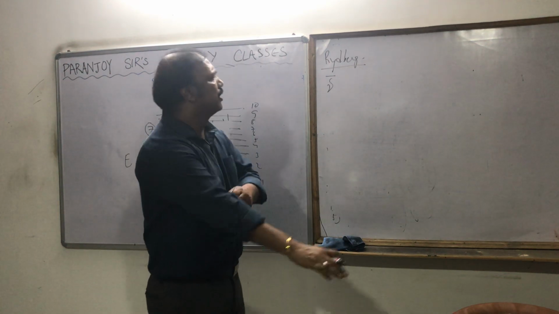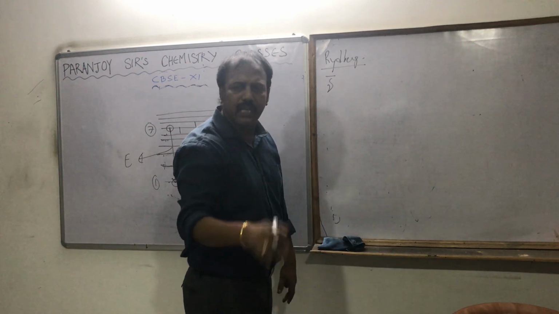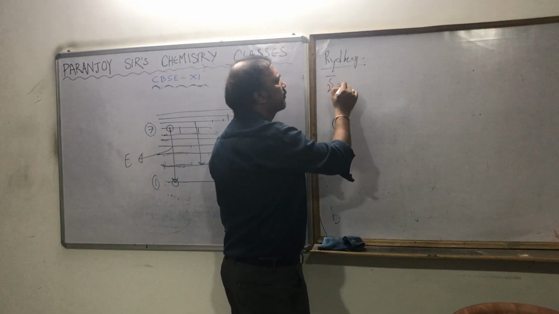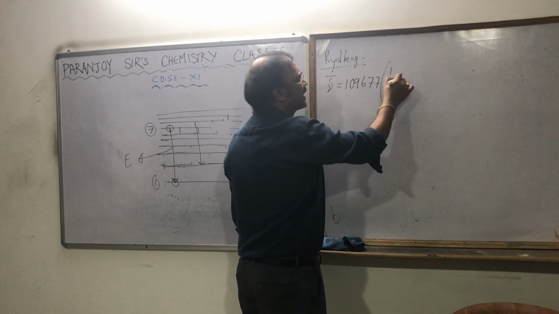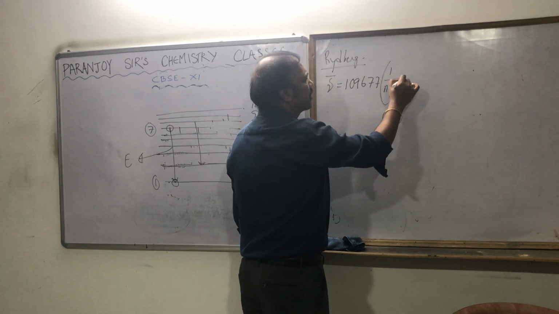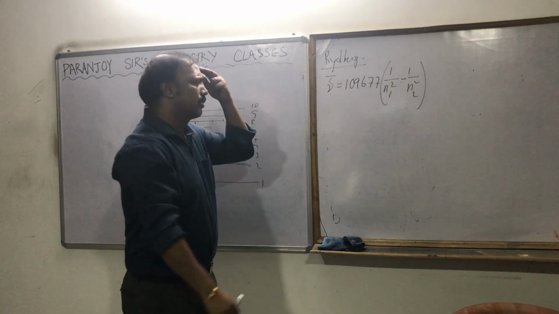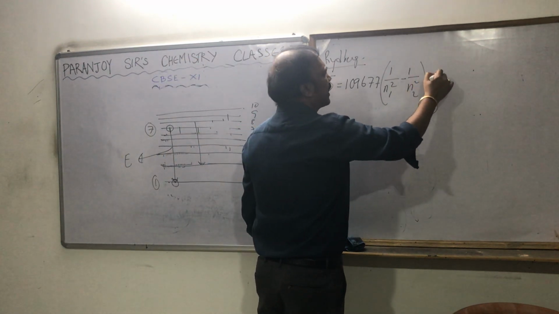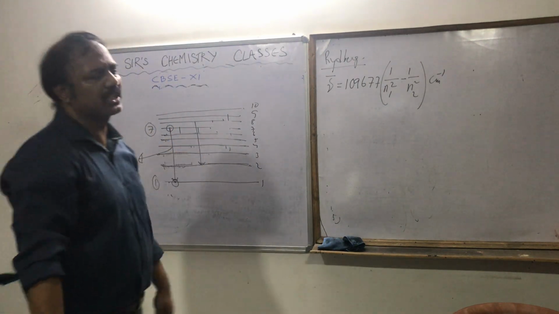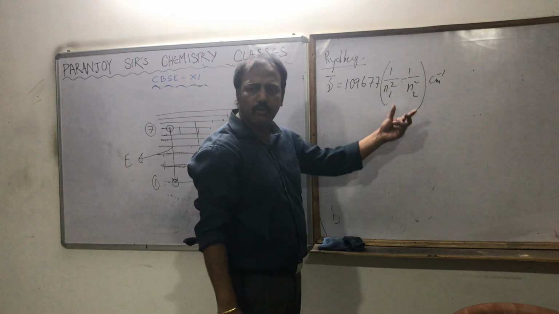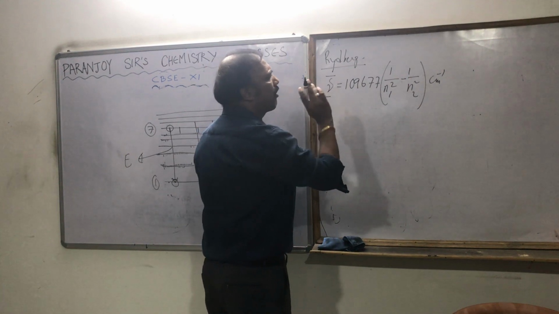Okay, it's very simple. What he found, you just have to know it; there is no deduction, nothing. He found it experimentally. He found nu bar equal to 109677 into (1 by n1 square minus 1 by n2 square) centimeter inverse. At that time the CGS system was much in use, so he talked in the CGS system only. This is nu bar for which light?